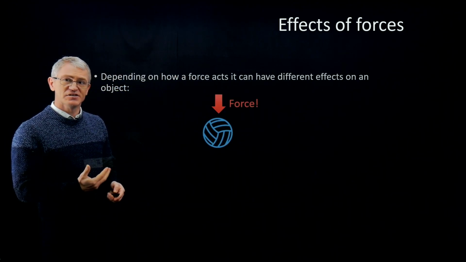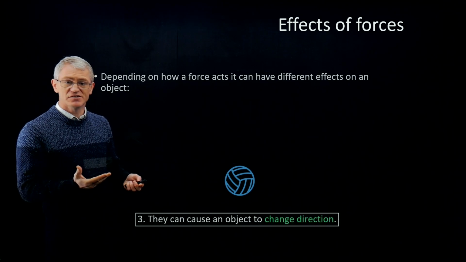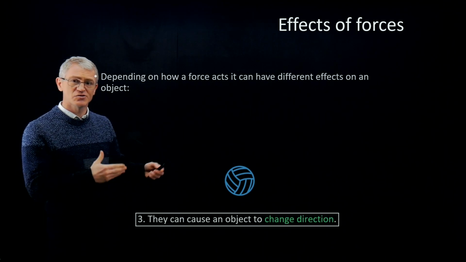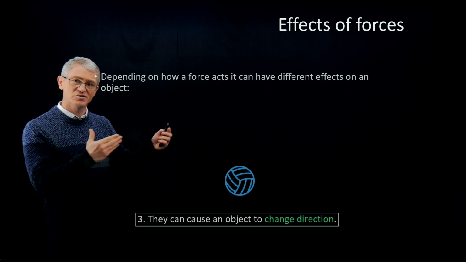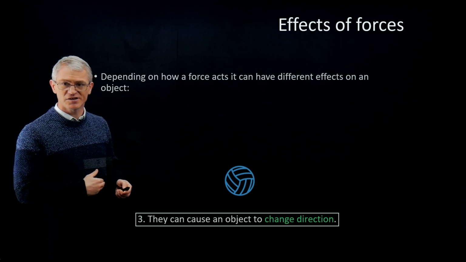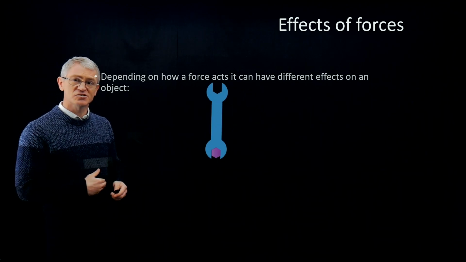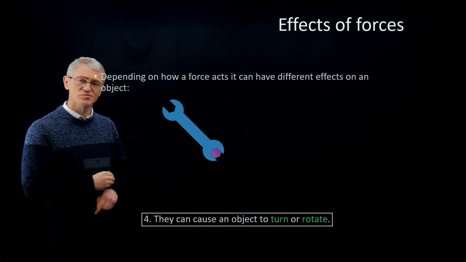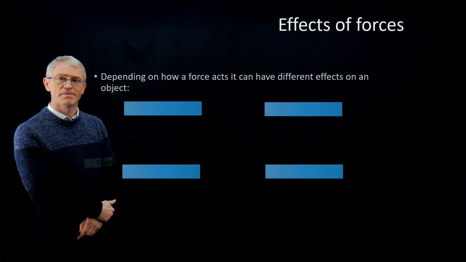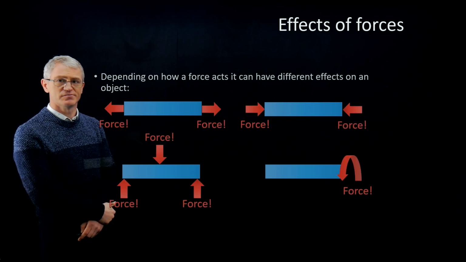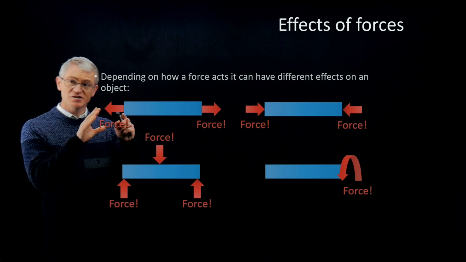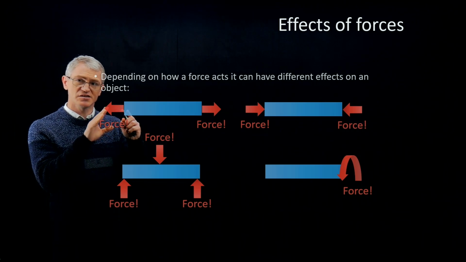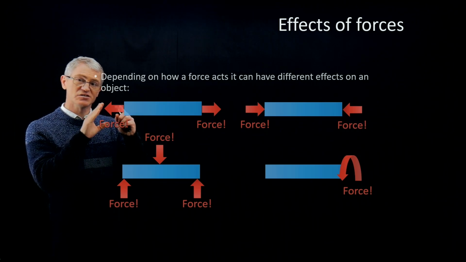Now let's have a look at the next one. It's going in a different direction now. Forces can cause an object to change direction if the force is applied at a certain point in a certain direction. You can also have a turning force, which is called a moment, and that can cause an object to turn and rotate. Now, let's have a look at some more examples. The size of the arrows is usually to scale with the size of the force.